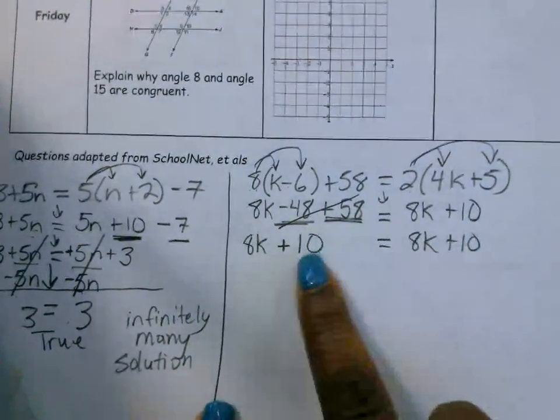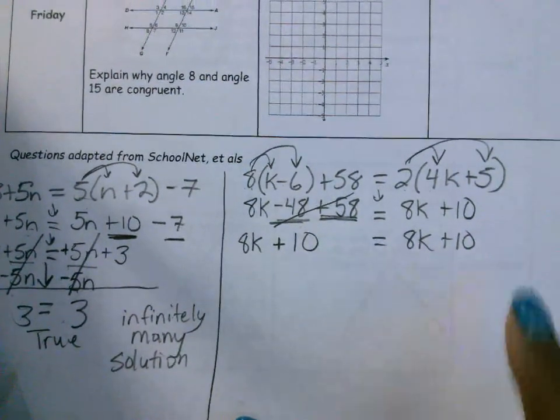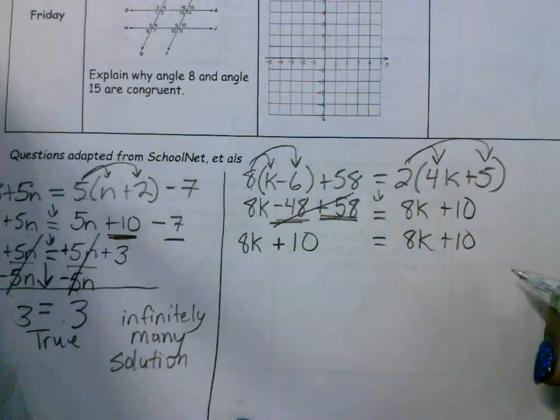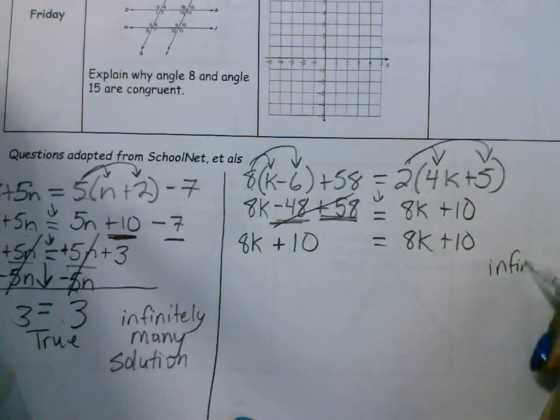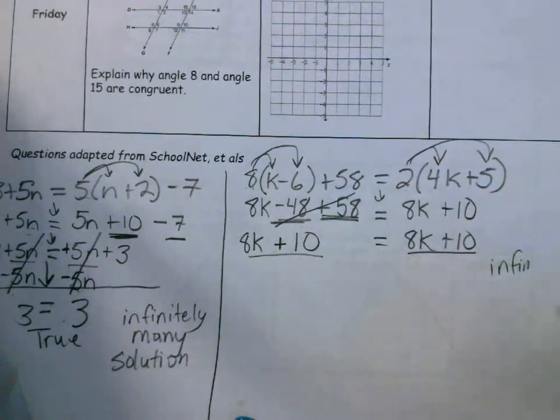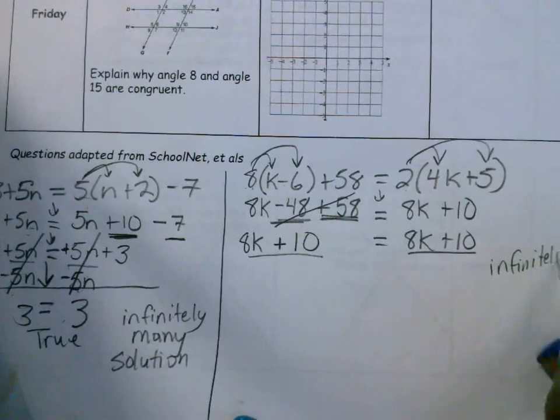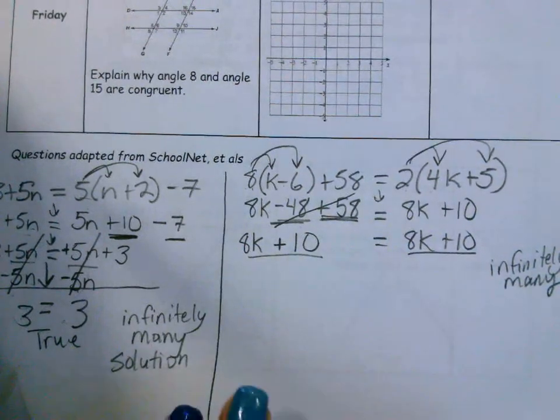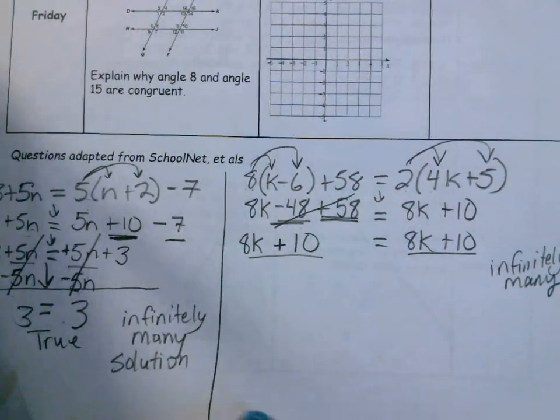Notice how both sides are equal. When both sides are equal to each other, it's going to be infinitely many solutions. They're exactly the same. If we can't see that both sides are equal, continue with the process.